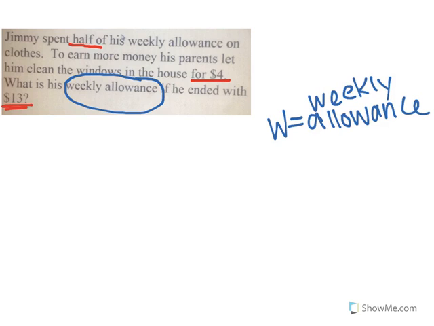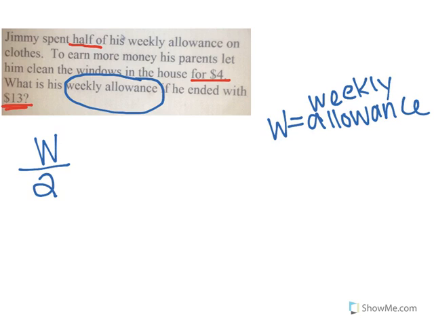Now it says that he spent half on clothes. So I know that his weekly allowance is however much. He basically divides that by 2 or takes half of that. That's what he does. That's what goes to clothes.